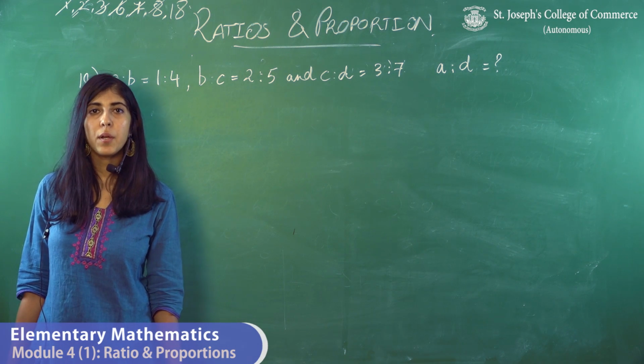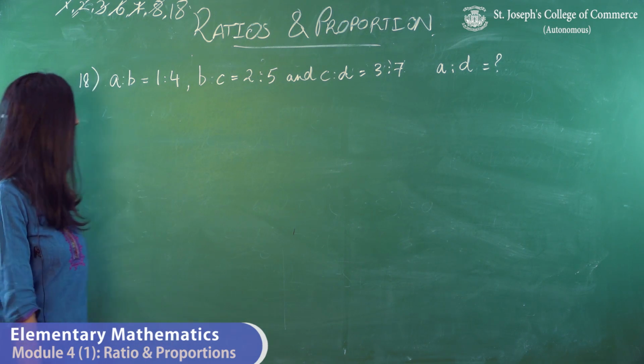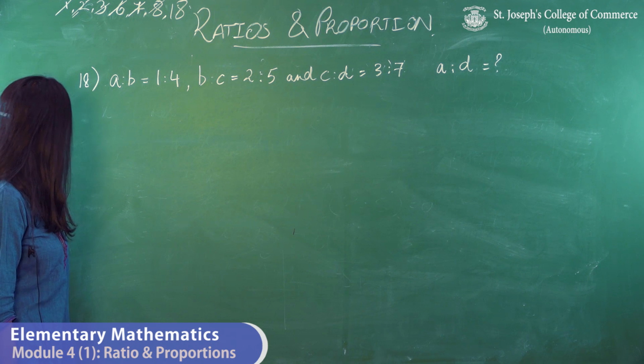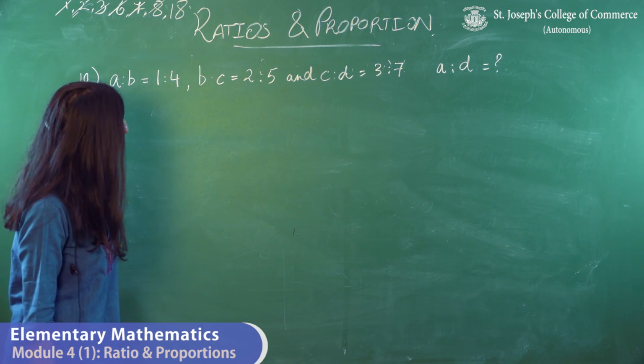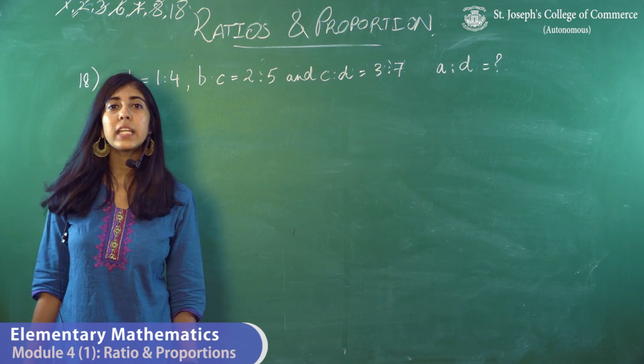We're going to do the last sum under ratio proportion. This is the 18th sum. They've given you A is to B is equal to 1 is to 4, B is to C is equal to 2 is to 5, and C is to D is equal to 3 is to 7. They've asked you to find A is to D.